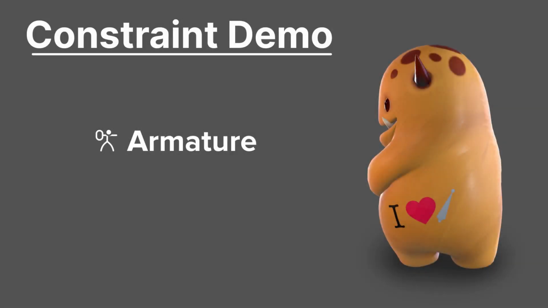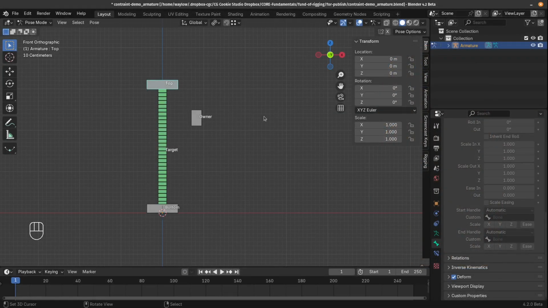In this lesson, we're going to have a look at the armature constraint, which happens to be my second favorite constraint. And I'll tell you why when we get there as to why it's not number one. Now, the armature constraint should not be confused with the armature modifier. That is a different thing. This one, we're talking about constraints.